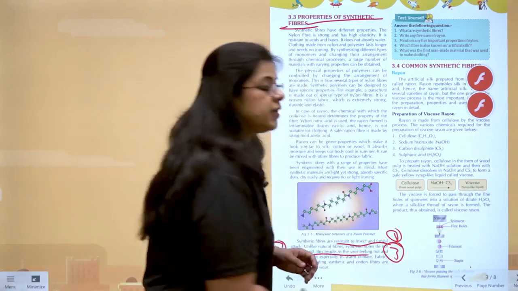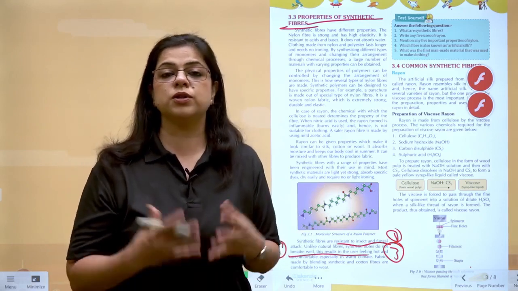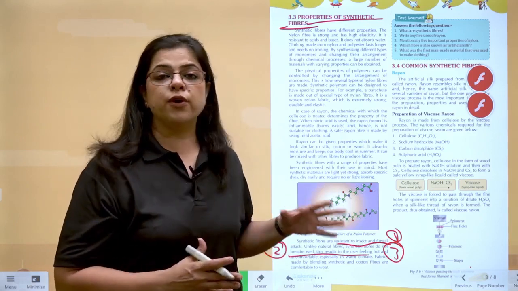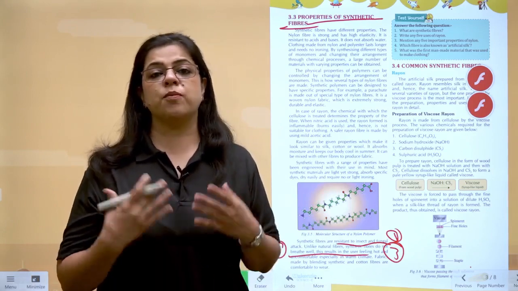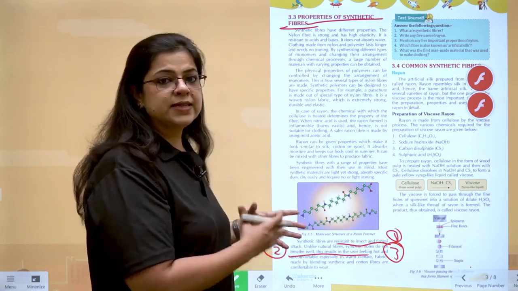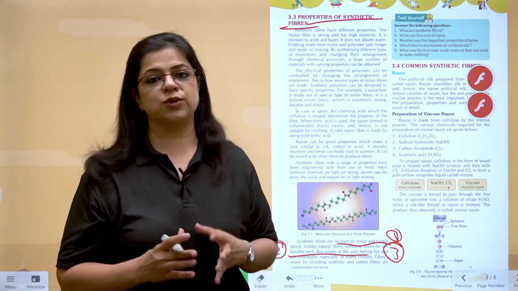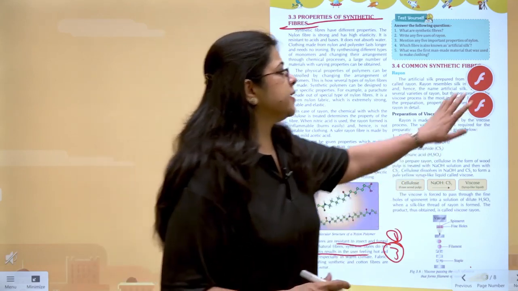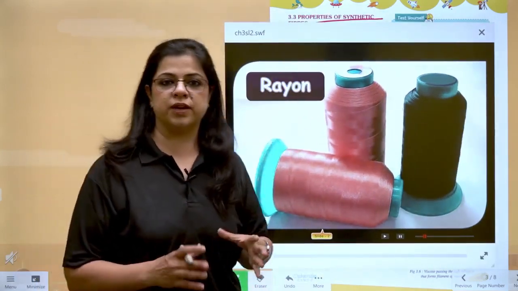Now, the disadvantage of synthetic fibers is that they do not allow the body to breathe through them. For example, in hot, humid weather, when you are wearing cotton, cotton lets your body breathe through it. Whereas in case of synthetic fibers, they do not allow the body to breathe through. Let us understand about the different kinds of synthetic fibers through these short videos.